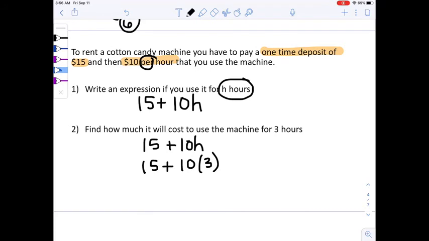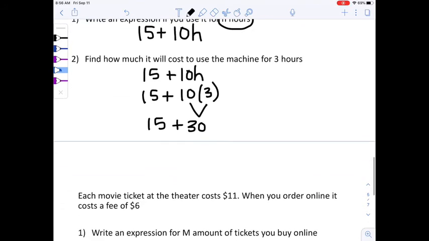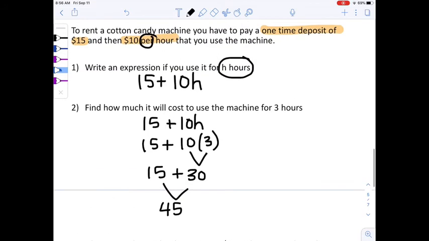And then we're going to solve this using order of operations. So we can't do the addition first because multiplication comes before addition. So I have to do the 10 times 3 first, which is 30. And then I can bring down that 15 plus. Now I can solve this. 15 plus 30 leaves me with 45.